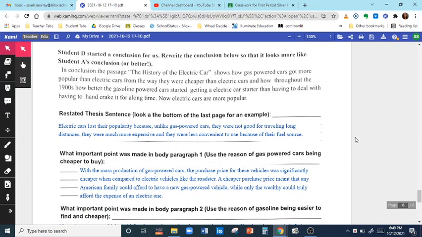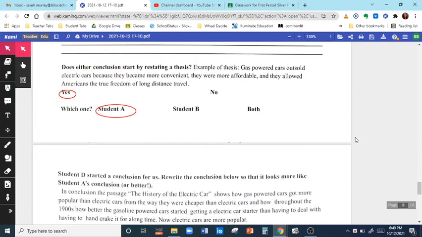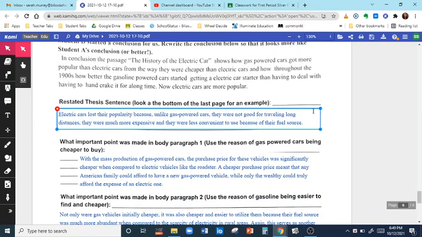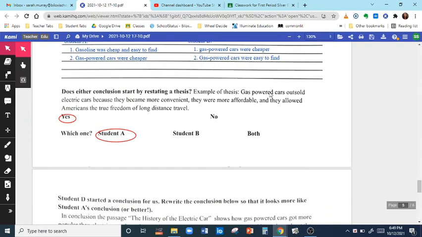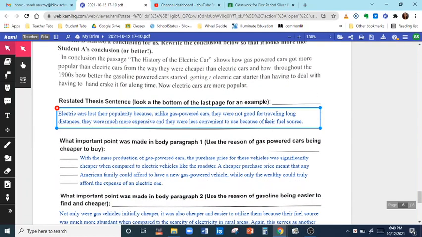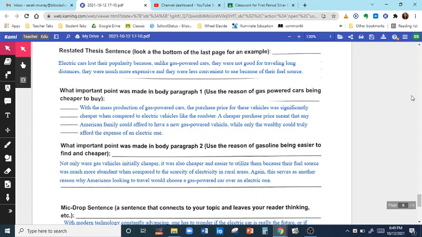First, we're going to restate the thesis. I just used the example I gave right here and switched it up. "Electric cars lost their popularity because, unlike gas-powered cars, they were not good for traveling long distances, they were much more expensive, and they were less convenient to use because of their fuel source." I switched it up by going from gas-powered cars to electric cars, but I'm still talking about gas-powered cars, so it's a little confusing. Basically, you're just switching up whatever your thesis was. And if you don't have a thesis or don't know what to put, here's an example on the page right before it.